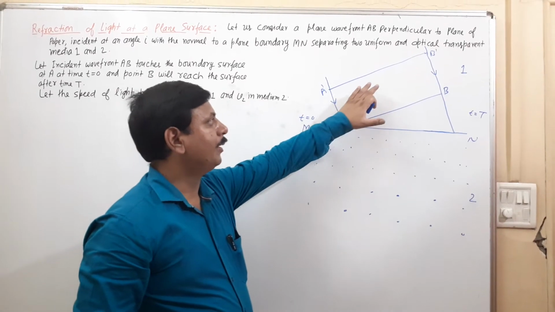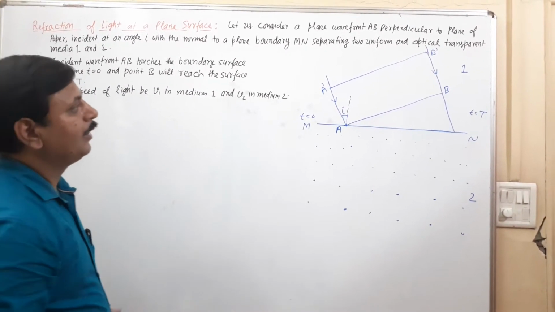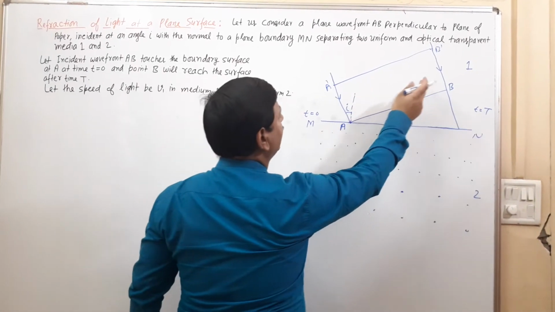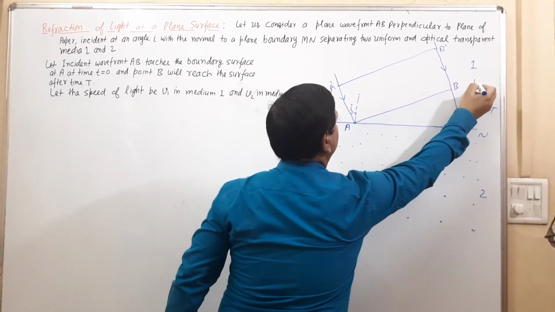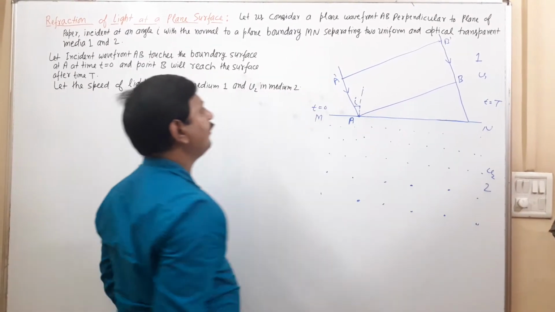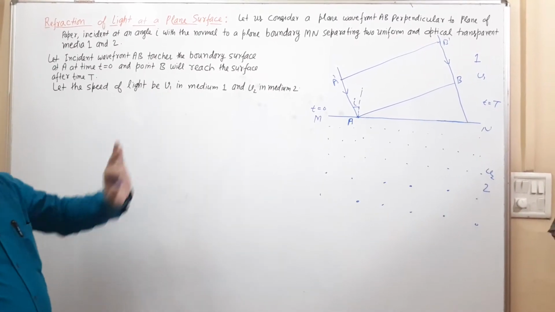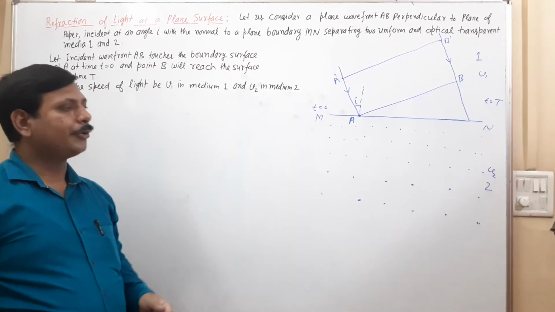So there are two media, 1 and 2. One more thing I have assumed: the velocity of light in the first medium is V1, and the velocity of light in the second medium I have taken as V2. Speed of light is V1 in medium 1 and V2 in medium 2.